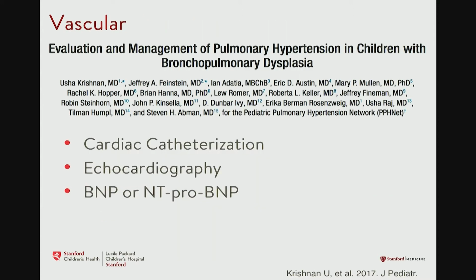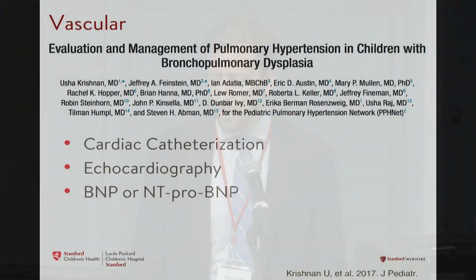The vascular phenotype Dr. Ammon just outlined so well. Here I'm highlighting the 2017 PPHNet recommendations for evaluation and management of pulmonary hypertension. And while cardiac catheterization is the gold standard for describing this phenotype, echocardiogram is, of course, by far the most applied in BPD with reasonable sensitivity for detection of pH. And when diagnostic studies are consistent with pH, brain natriuretic peptide and NT-proBNP are measurements that can assist with assessing cardiac performance over time. It can serve as a useful biomarker in that respect.